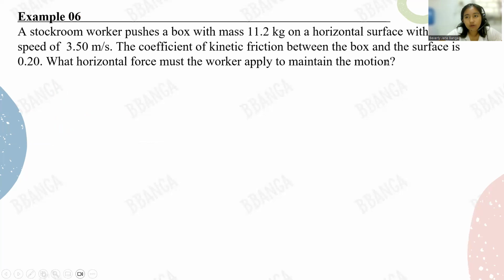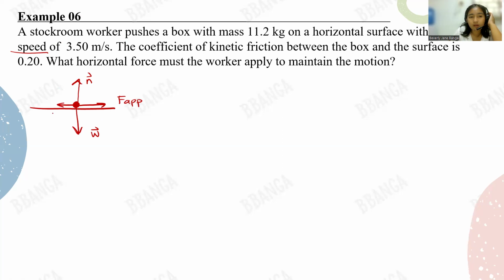Let's go to number 6. A stockroom worker pushes a box with mass 11.2 kg on a horizontal surface with constant speed of 3.5 meters per second. The coefficient of kinetic friction between the box and the surface is 0.20. What horizontal force must the worker apply to maintain the motion? Okay, so meron kang surface, nandito yung box, and then, constant speed lang. So, non-accelerating ulit to. Meron kang normal, meron kang weight, meron kang F applied, ito yung pagtulak ng worker, and meron kang friction.